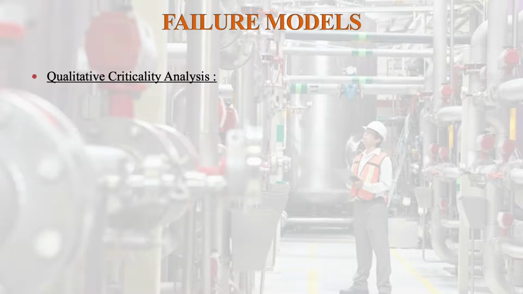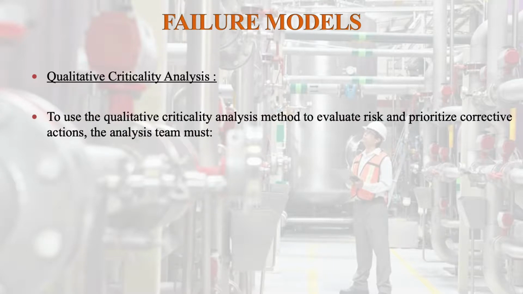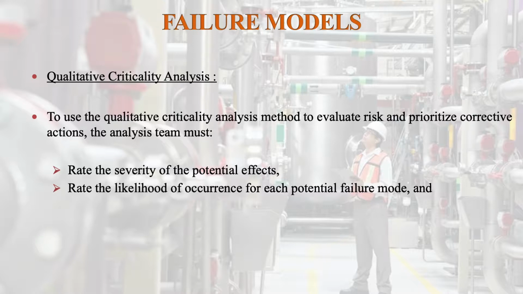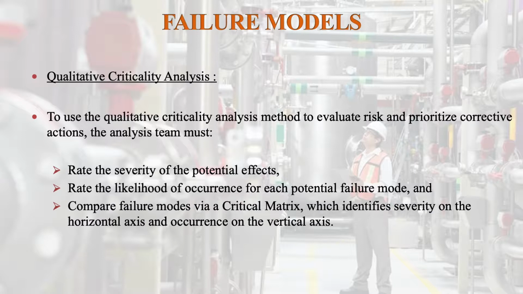Qualitative criticality analysis. To use the qualitative criticality analysis method to evaluate risk and prioritize corrective actions, the analysis team must rate the severity of the potential effects, rate the likelihood of occurrence for each potential failure mode, and compare failure modes via a critical matrix which identifies severity on the horizontal axis and occurrence on the vertical axis.